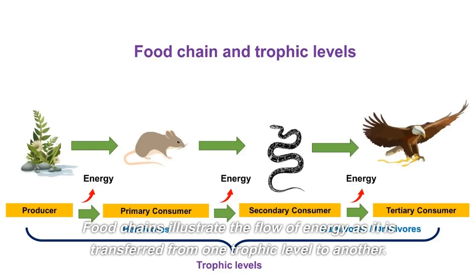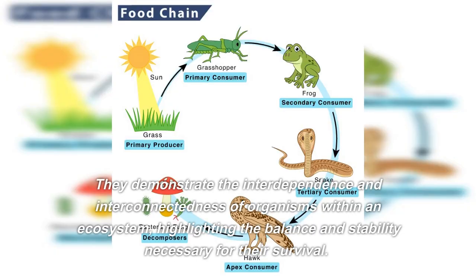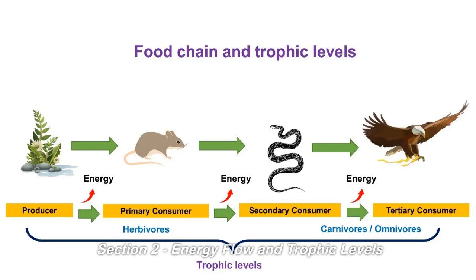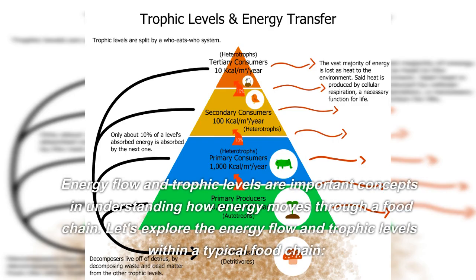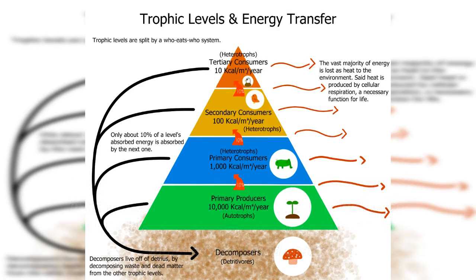Food chains illustrate the flow of energy as it is transferred from one trophic level to another. They demonstrate the interdependence and interconnectedness of organisms within an ecosystem, highlighting the balance and stability necessary for their survival. Section 2. Energy flow and trophic levels. Energy flow and trophic levels are important concepts in understanding how energy moves through a food chain. Let's explore the energy flow and trophic levels within a typical food chain.